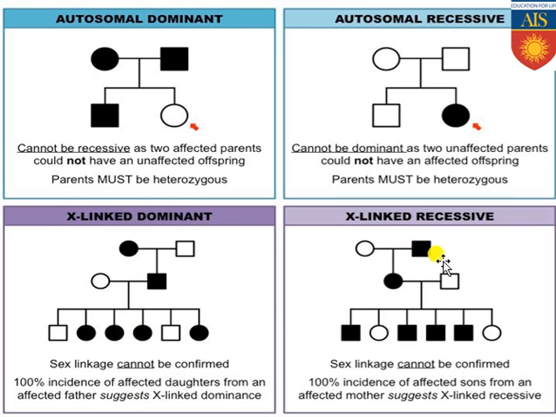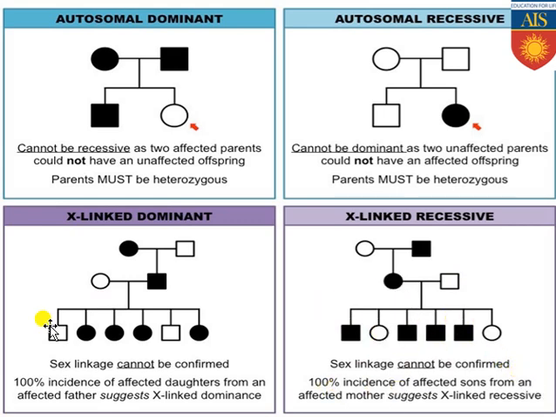But in case of X-linked recessive, you can see carefully here that this father is getting affected, so for that reason his daughter is getting affected. But when his daughter becomes a mother, at that time that female is marrying one unaffected male individual, and for that reason when the sons are born, those are all getting affected.